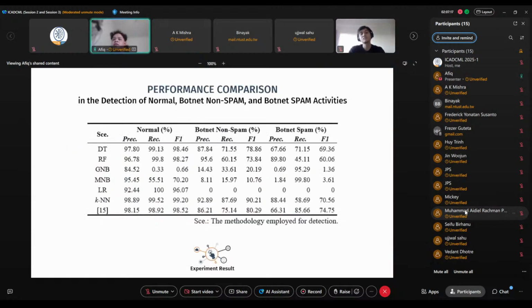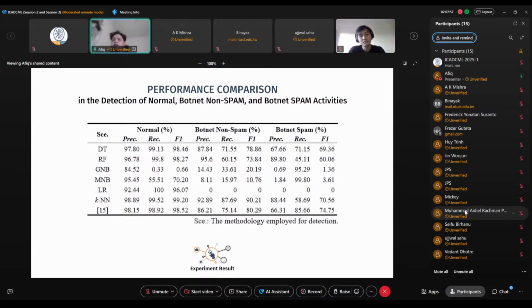This table provides the detailed performance comparison of the 6 machine learning algorithms in detecting normal, botnet non-spam, and botnet spam activities. As you can see, the k-nearest neighbor algorithm stands out with the highest F1 scores across all categories. Specifically, it achieved an F1 of 99.2% for normal detection and 90.21% for botnet non-spam, which highlights its ability to capture complex patterns in legitimate and malicious traffic. However, like most of the other models, KNN also struggles with botnet spam detection due to the class imbalance, achieving an F1 score of 70.56%, but still outperforms the other algorithms.